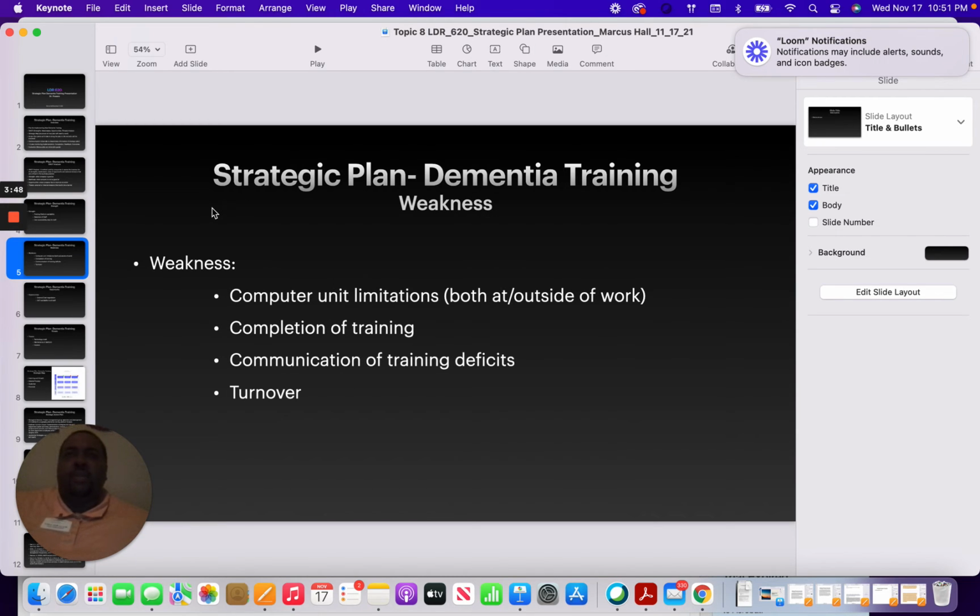Weakness, computer unit limitations, typically both inside the workplace and outside the workplace. Typically you don't have a workstation for every single person, so we have to use one or two or multiple at each facility. Another weakness will be completion of training, making sure everyone is completing it. Again, we get busy, bogged down with different things and tasks, and typically that causes us not to complete the training. Communication of training deficits, making sure that everybody knows, understands, and is aware of those things, and also turnover.